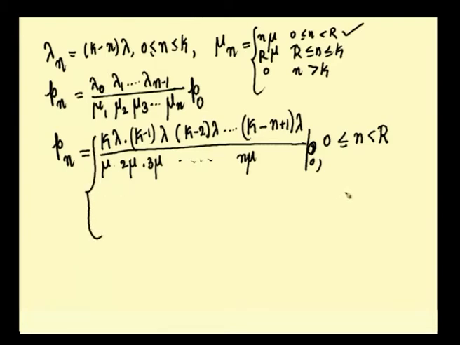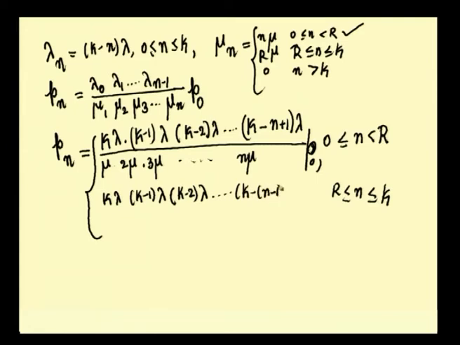In the case when r is less than or equal to n, which is less than or equal to k, the numerator becomes, again, k minus 0, so k lambda, similarly k minus 1 into lambda, k minus 2 into lambda and so on. We have k minus n plus n minus 1, which becomes k minus of n minus 1, nothing but k minus n plus 1 as written before, into lambda, the whole thing divided by, once again, when r is equal to n.